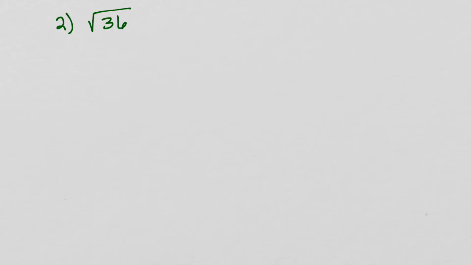Now we're going to do the square root of 36. So what we're going to do is take 36 and break it down into 6 times 6. And then we're going to break each 6 down into 2 times 3, and 2 times 3.